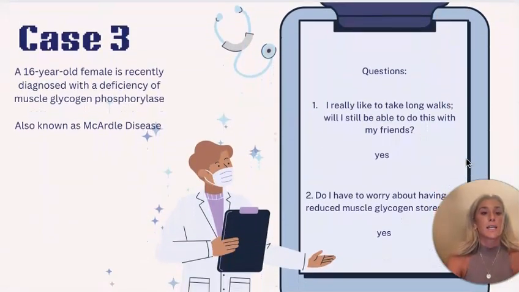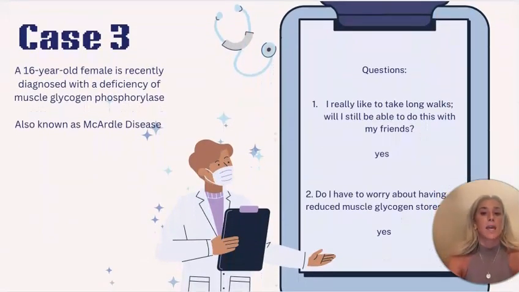So to begin, case 3 deals with a 16-year-old female who was recently diagnosed with a deficiency of muscle glycogen phosphorylase. Through my studies, I found that this is also known as McArdle's disease. So she has a few questions. She wants to know four things, one of them being that she really likes to take walks with her friends, and she really wants to know if she's still able to do that.